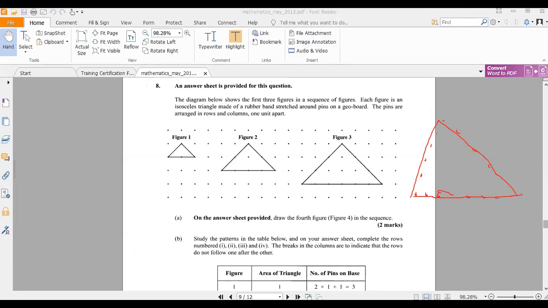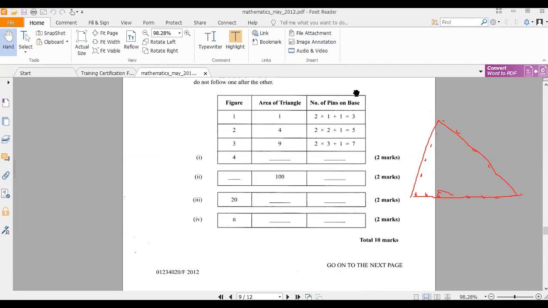So let's go to the table now. Look at the table for 2 minutes and see if you're able to solve the table for me. Look at the table and see how you think this table was solved.